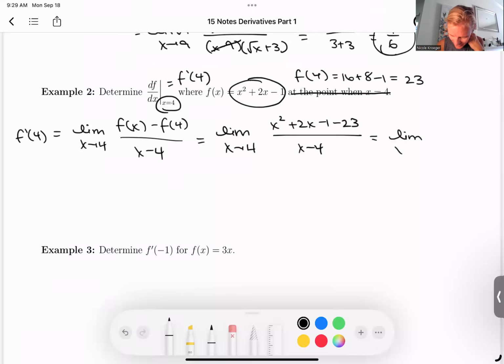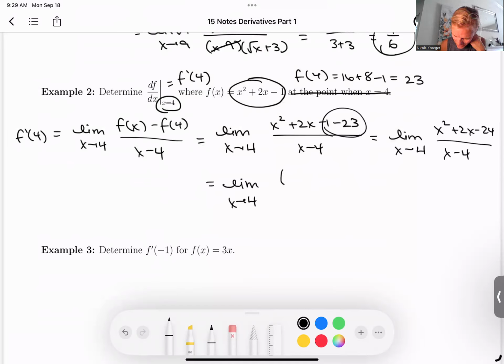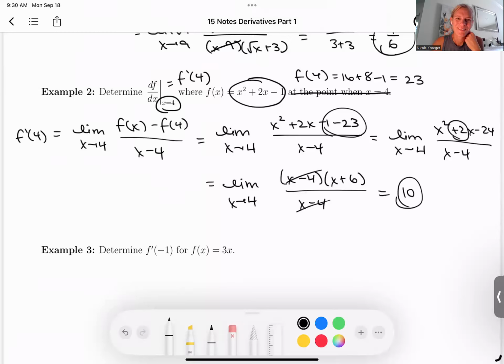So I'm going to get a limit as x approaches 4. I'm going to combine these two guys. I have x squared plus 2x minus 24 over x minus 4. Factoring this looks like a good idea. So if I factor that numerator, I'm going to have x minus 4. I need 2 numbers that multiply to give me negative 24 and add to 2. So that would be 4 and 6. The 4 will be negative and the 6 will be positive, so that this term is positive. And we'll have x minus 4. The x minus 4's cancel out. When we plug 4 into that, we get 10 out. Once again, 10 is going to tell us something about this function at x equals 4. We just have to wait for class to figure out what that tells us.